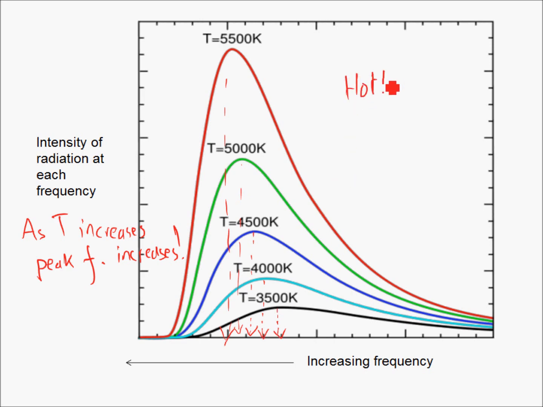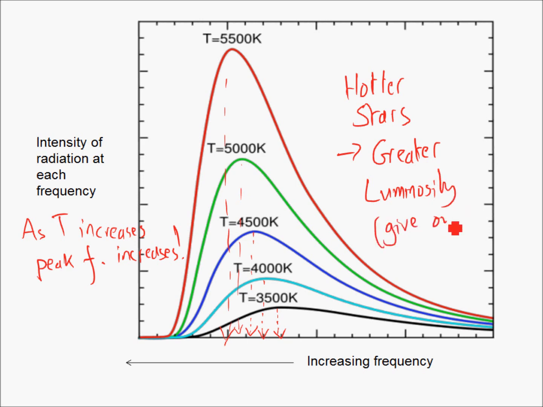So hotter stars are putting out more energy. So hotter stars have got greater luminosity, that's what we say. Greater luminosity. Or they give out more energy every second. Okay, so these two features. For hotter stars, they give out higher frequency, more high frequency radiation, and also higher amounts of energy overall.